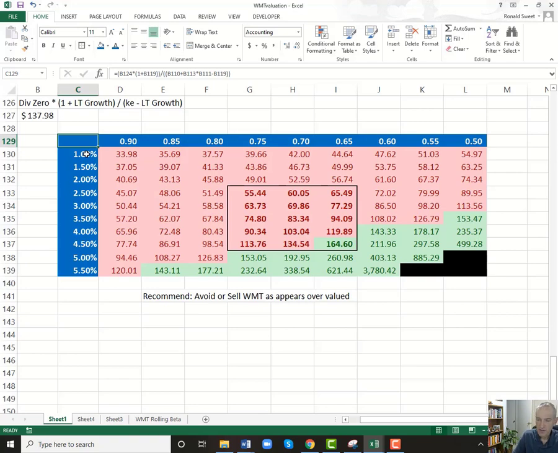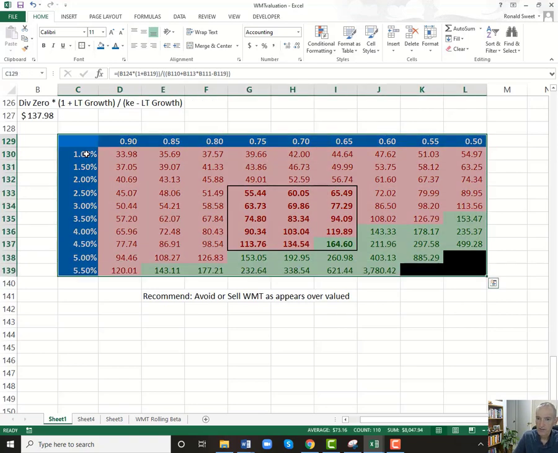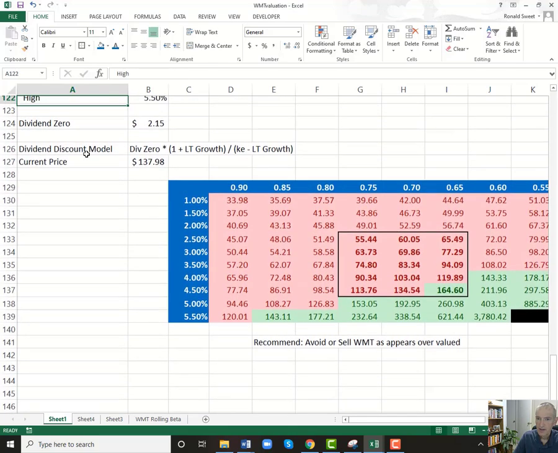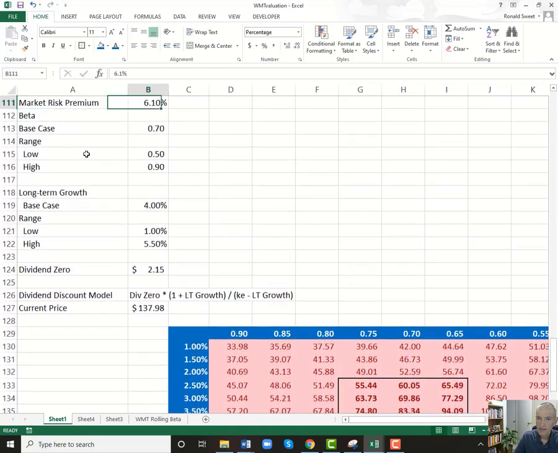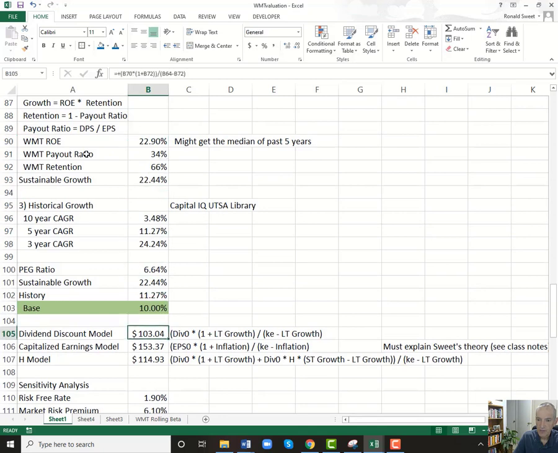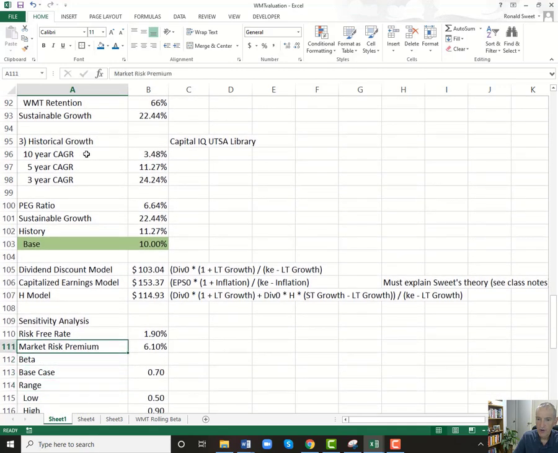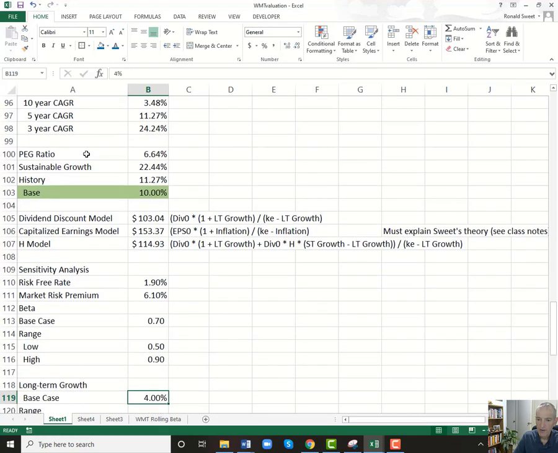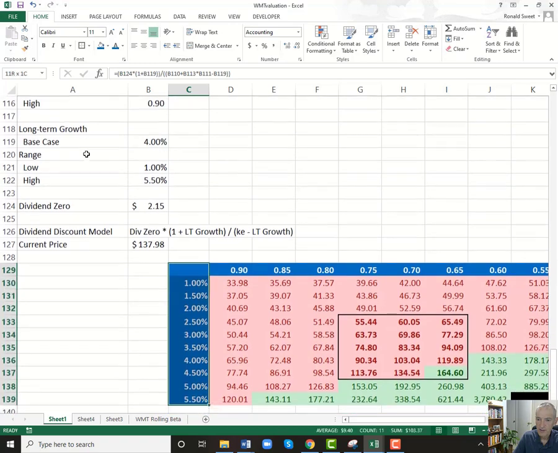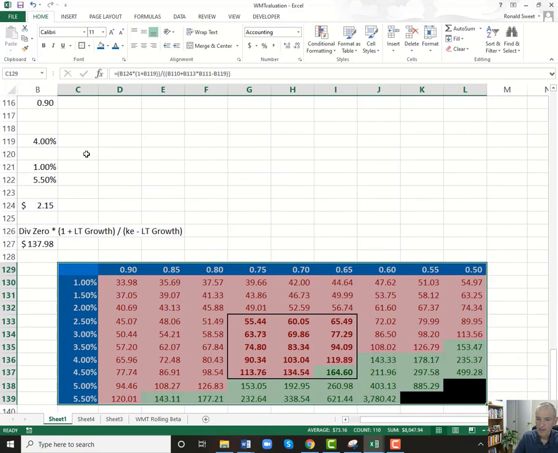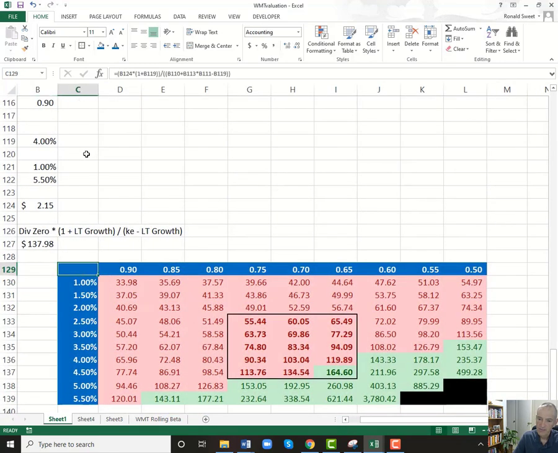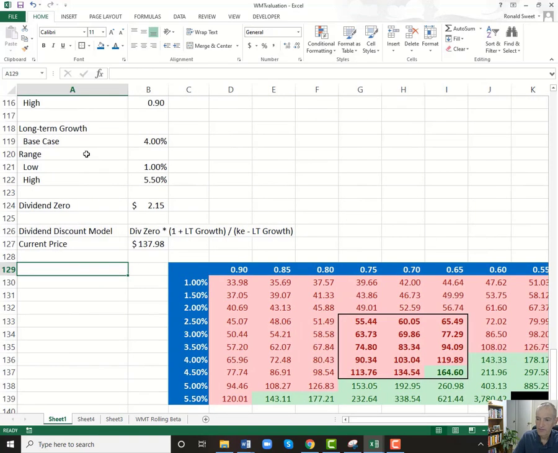avoid. So this is a chart you should put into your paper. It's a really good chart. What it does is it allows you to go beyond just one price. So up here you had one value for discount model, and then you had other valuations. And so, yeah, that's fine. Overall, Walmart looked expensive on a dividend discount model, H model. They looked a little cheap on the capitalized earnings model. However, when I ran multiple scenarios on the dividend discount model, I got a valuation that made Walmart look pretty expensive.